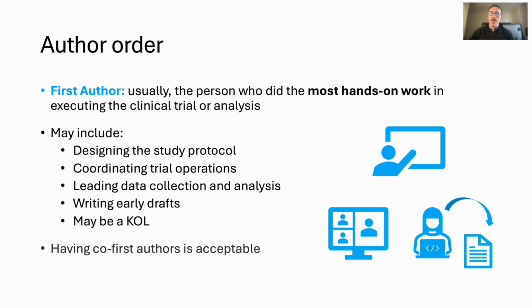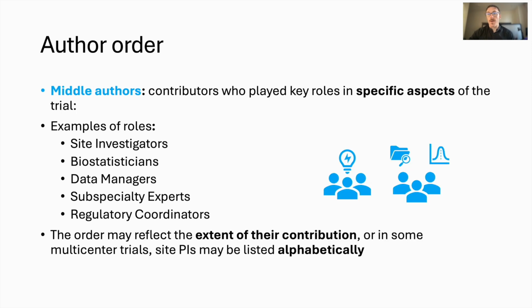rules that apply in any kind of shape or form to all manuscripts, but the first author can be the person who's done the most hands-on work in executing the clinical trial or the analysis, and they may have designed a study protocol, coordinated trial operations, led the acquisition of data and the analysis. They may have been involved with writing early drafts, and this individual may be a KOL, a key opinion leader. It's also fine to have co-authors. You may have two or three. Two is pretty standard, but this situation is not unheard of.